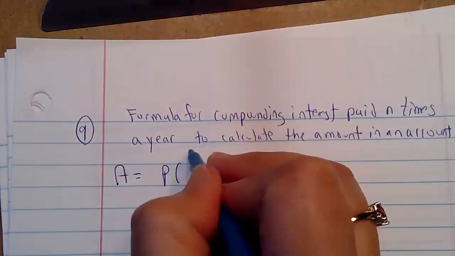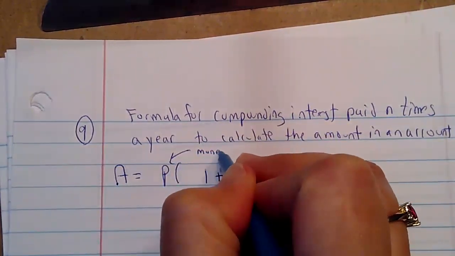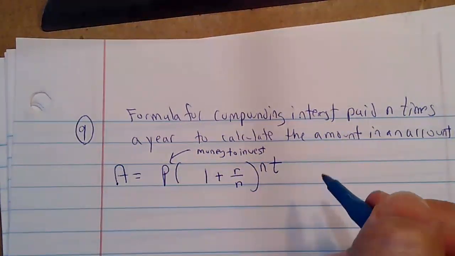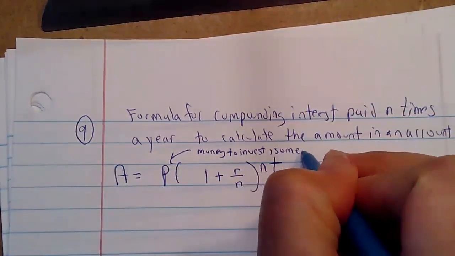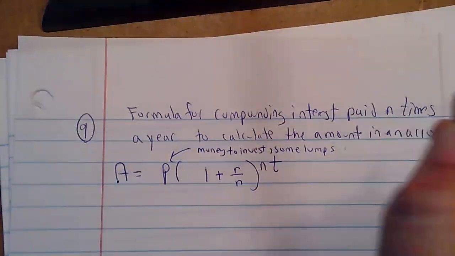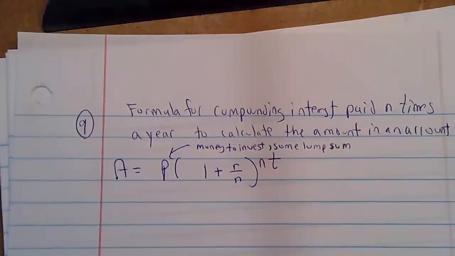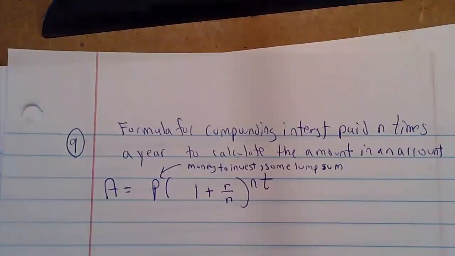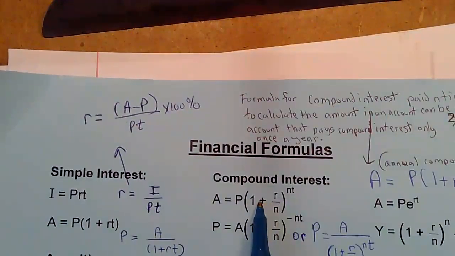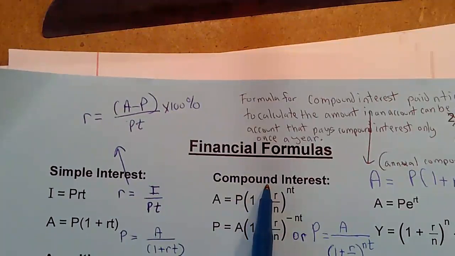So P is going to be the money to invest, and it's going to be a lump sum. So you're not making deposits regularly every month. You're just making one big lump sum deposit. And on your formula sheet, we want to come over to this formula here, because it said compounded quarterly. So that's why I'm going to use this formula here.